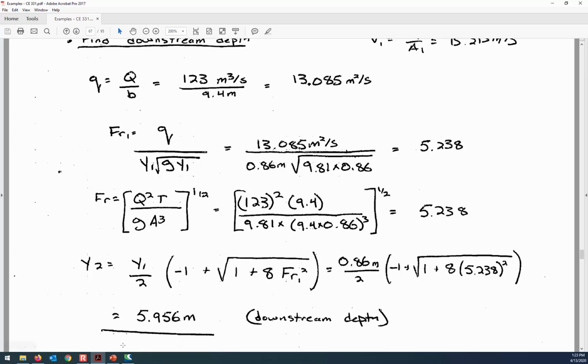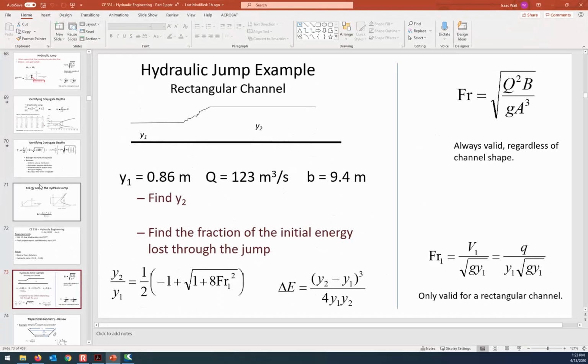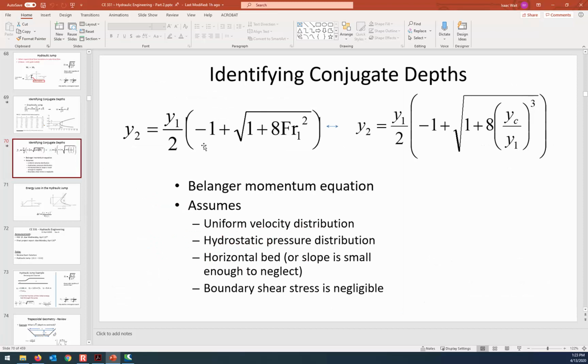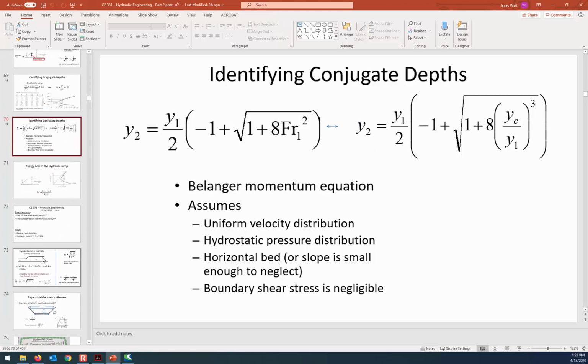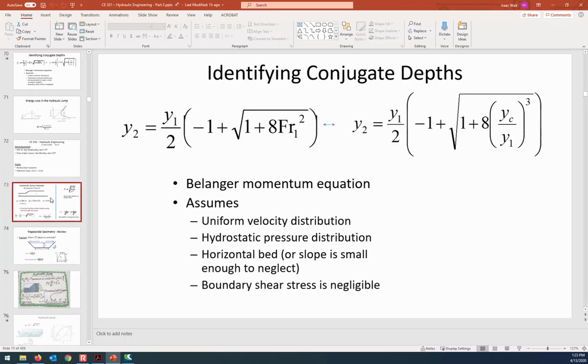Now, of course, that's not the only version of the Bélanger momentum equation. Last time I showed you this. What we just solved it for was this way, but you can also calculate the downstream depth as a ratio of the critical depth and y1. So we didn't, strictly speaking, have to calculate the Froude number. You could have done the same thing by calculating the critical depth. But there's some expression of how supercritical the flow is that determines what the new depth is going to jump up to. And so we're directly solving for the momentum depth diagram, new depth.